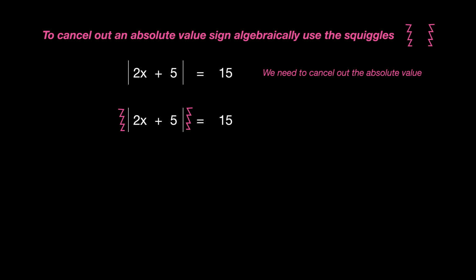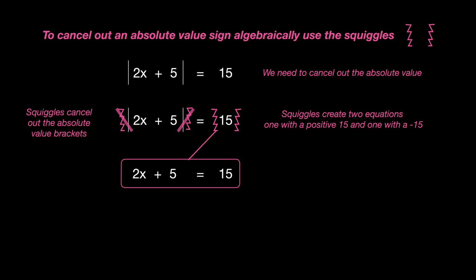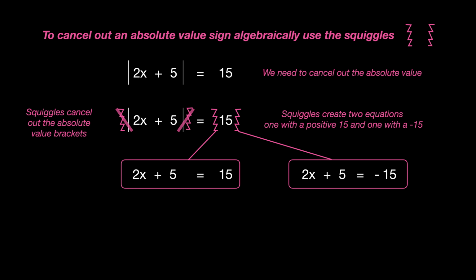We're going to squiggle here and then squiggle the other side, because you always need to do it on both sides of the equal sign. That cancels out the absolute value brackets. What the squiggles do is create two equations, one with a positive 15 and one with a negative 15. So we're going to have 2x plus 5 equals positive 15, and 2x plus 5 equals negative 15. Note that whatever is in the brackets stays on the same side of the equal sign in both, but on the right side we have a positive in one equation and a negative in the other. From this point you would just solve both equations algebraically.